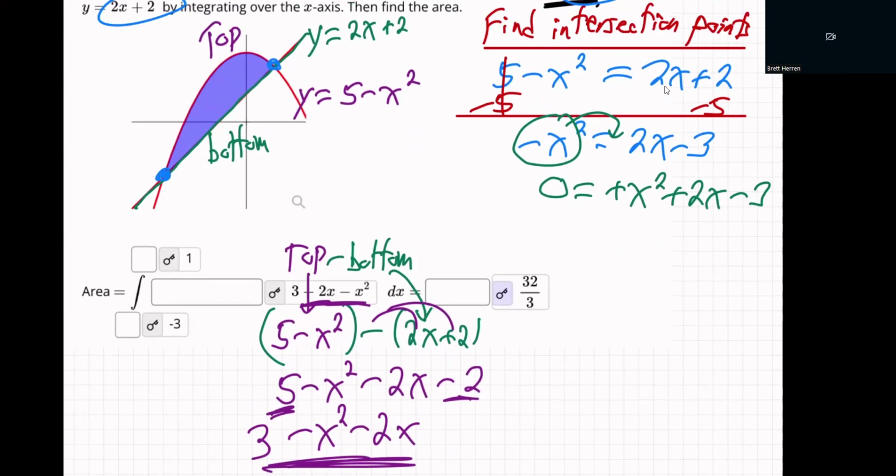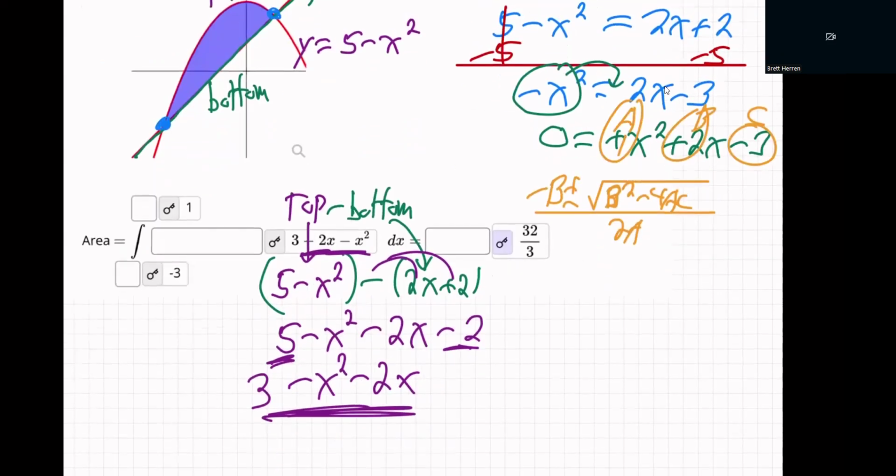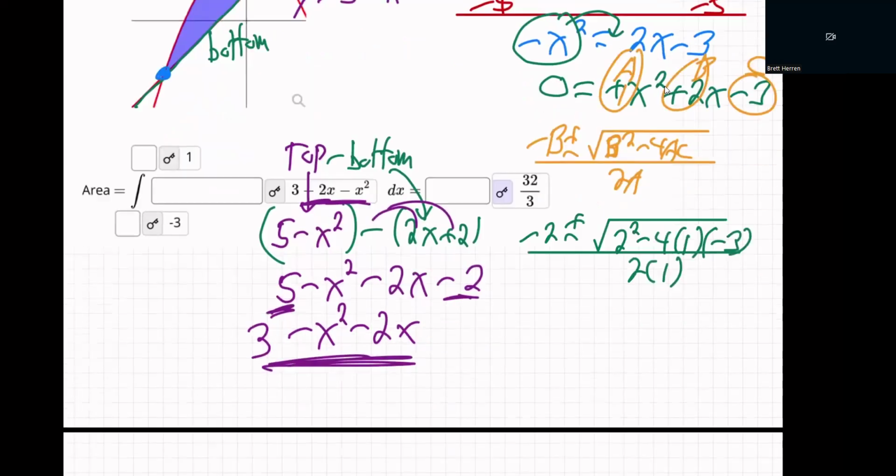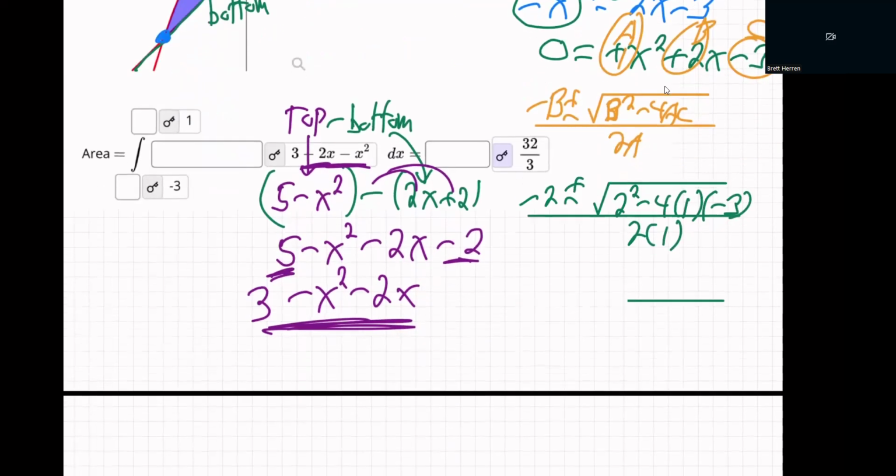So I'll show maybe the quadratic formula. I know a lot of people like that. So that'll be x equals negative b plus or minus the square root of b squared minus 4ac all over 2a. A here is plus 1. B is 2. C is negative 3. So then that will become negative 2 plus or minus the square root of 2 squared minus 4 times a times c, all over 2a.